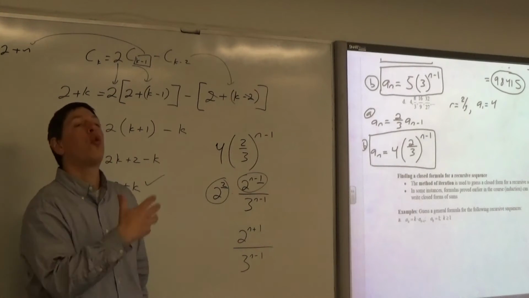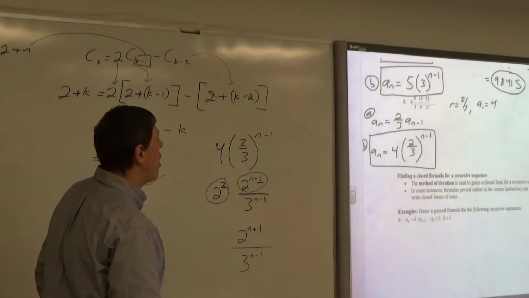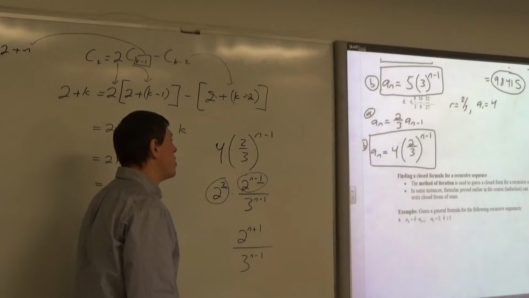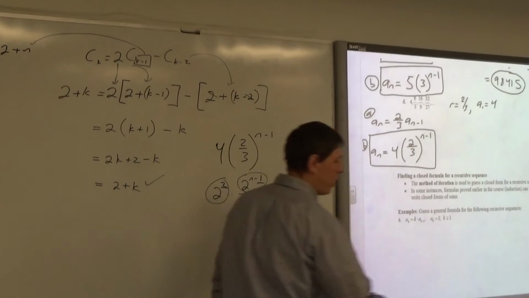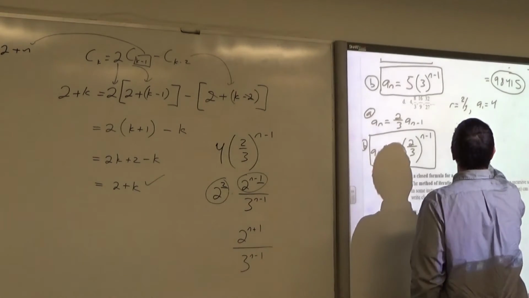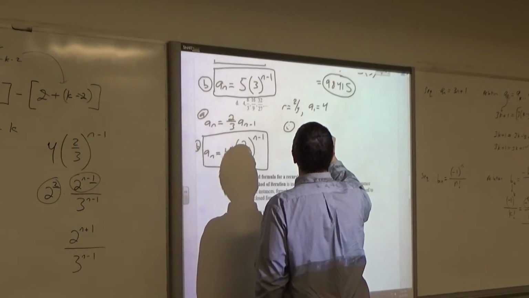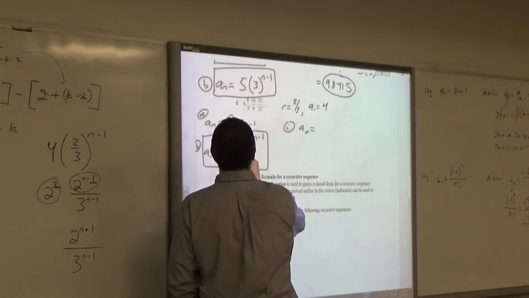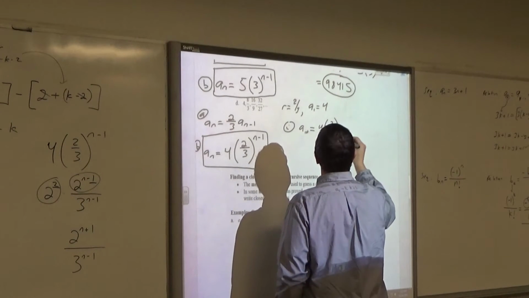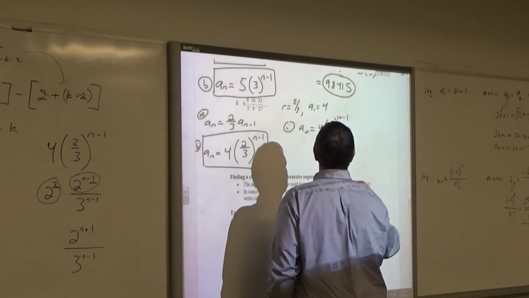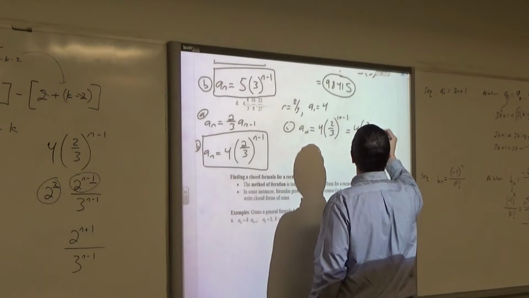All right. Now, of course, what we want to do is make sure that this works out. So let's go ahead and find the 10th term in the sequence, and then see if Excel likes that using the recursive method. So, for part C, if we wanted to find a sub 10, that would be 4 times 2/3 to the 10 minus 1, or in other words, 4 times 2/3 to the 9.